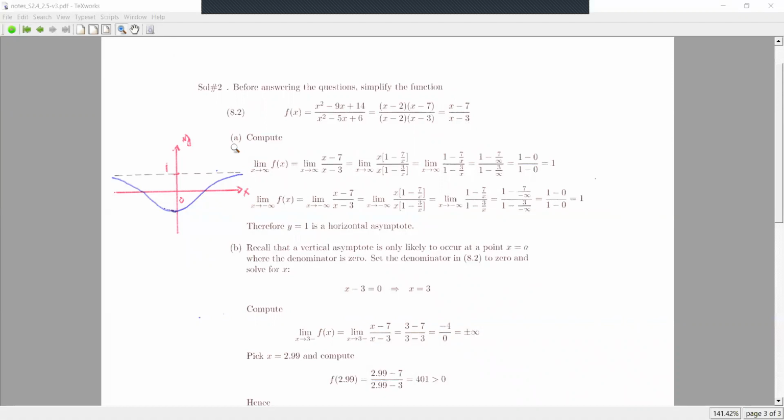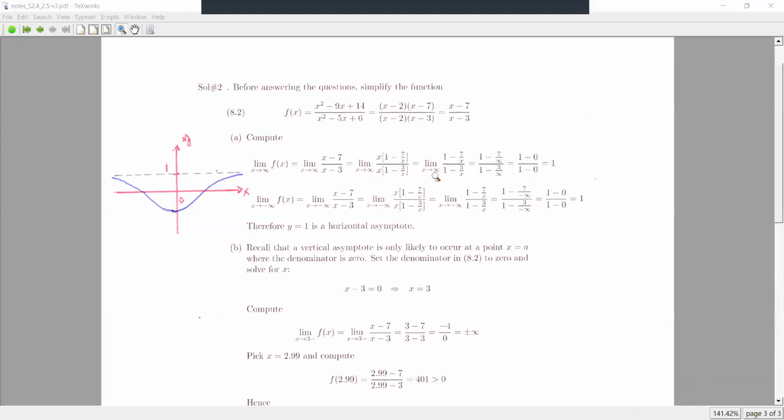Now, I answer part A. Find all the horizontal asymptotes. To find all the horizontal asymptotes, we need to compute the limit at positive infinity and the limit at negative infinity. For the limit at positive infinity, I take the highest power out. I take x out. Then I have this equation. Cancel x, then I have this equation. Now, this limit should be easy to tell.